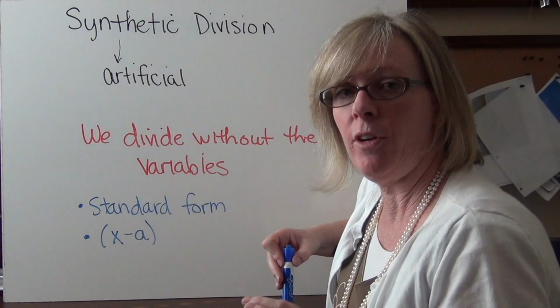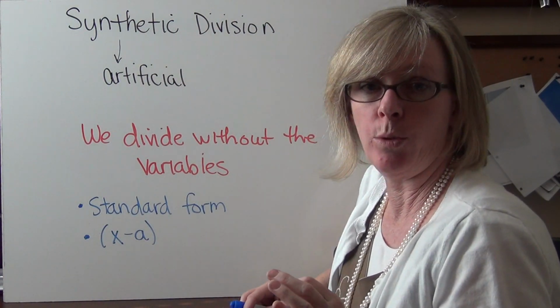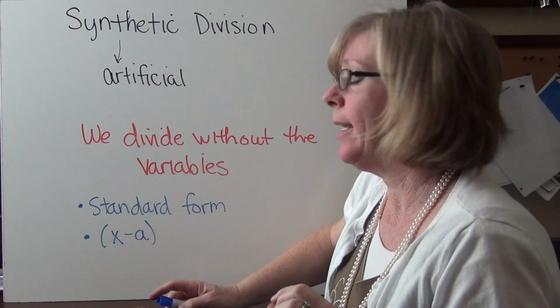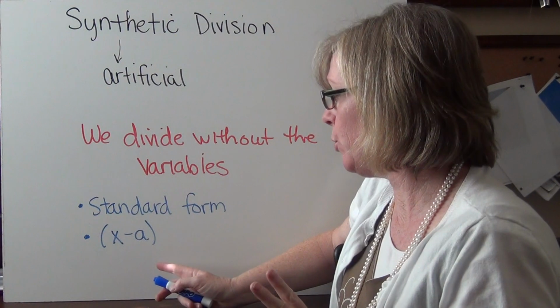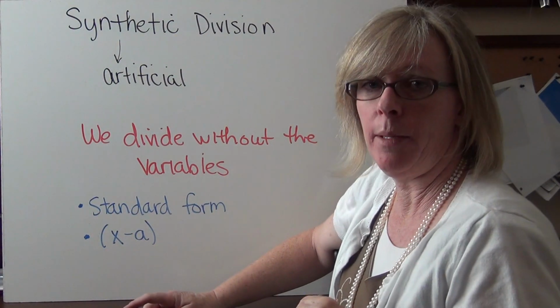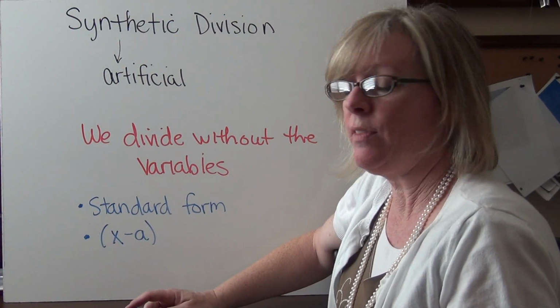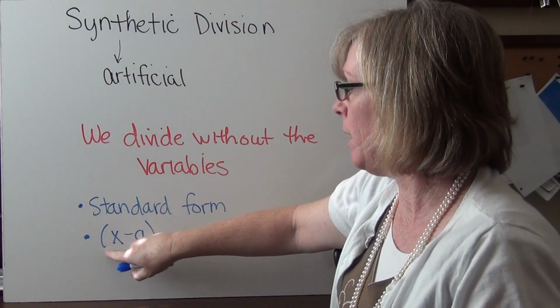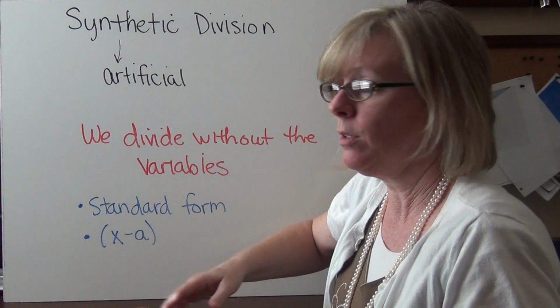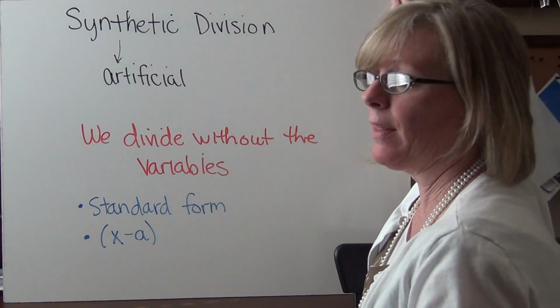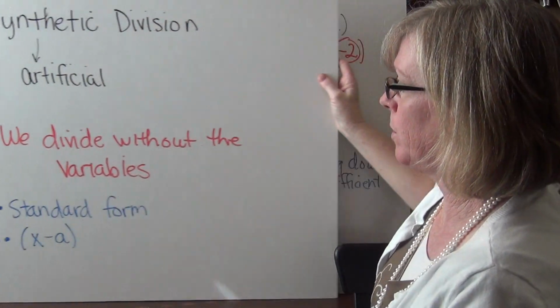So a couple of things are very important, and if you're writing this in your notes, I hope. Number one, it has to be in standard form. And number two, the number that you end up dividing by must be in the form of x minus a, with a being the number and x being the variable. So we'll talk about that in a little bit more detail with some examples.